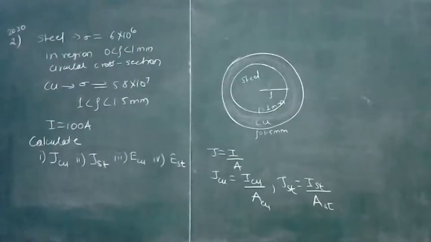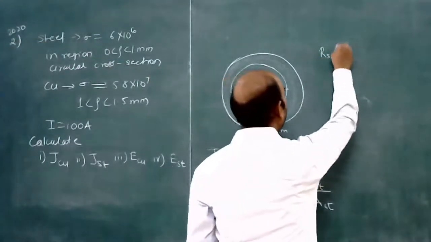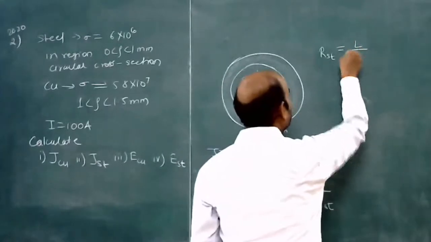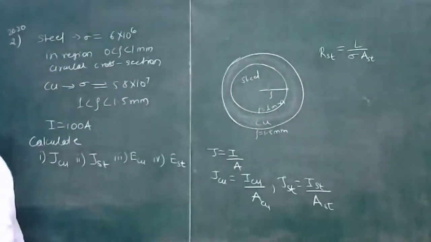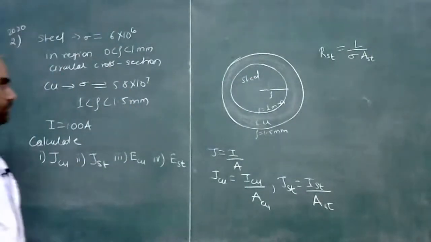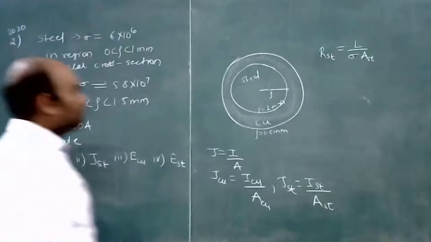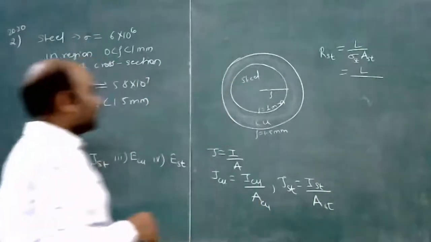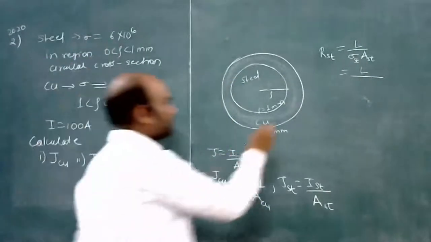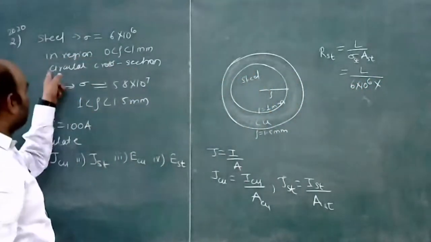First, we will find the resistance of steel. The resistance of the steel will be equal to L upon sigma into area of the steel. Let the length of the cylinder be L. Sigma is given for steel. So L is unknown. Sigma for steel is 6 into 10 to the power 6, into area of the cross section.